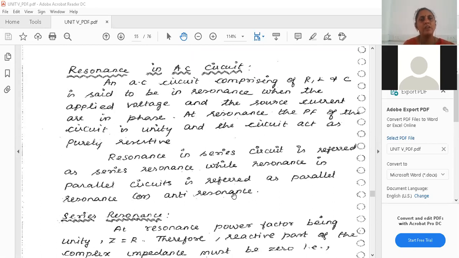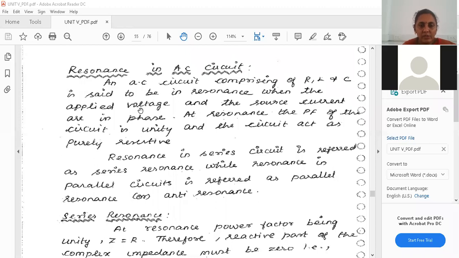Right. We will start with resonance. We had just completed transients. After transients, resonance. Resonance is said to occur in any RLC circuit. If all three elements are connected in series, we call it series resonance. If the elements L and C are connected in parallel, we call it parallel resonance.